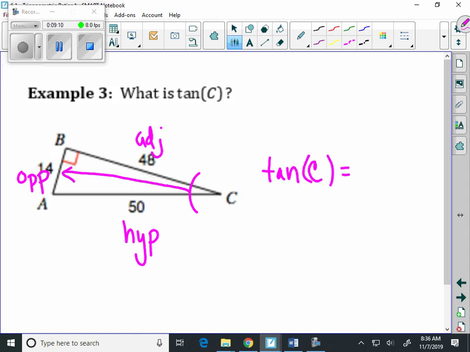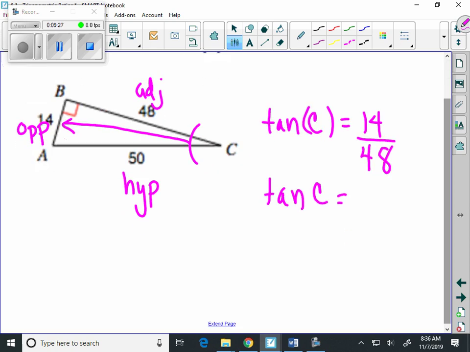So this one's going to be 14 divided by 48. And again, we could simplify that fraction if we want to. We don't have to. So your alternative is tangent of C equals, dividing by 2, I think it's 7/24.